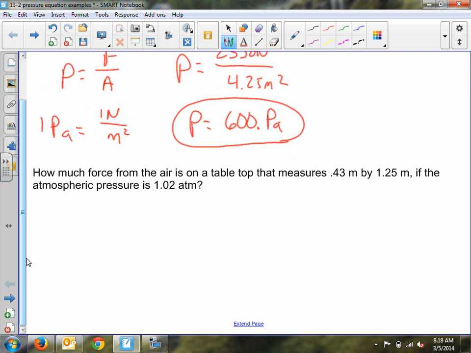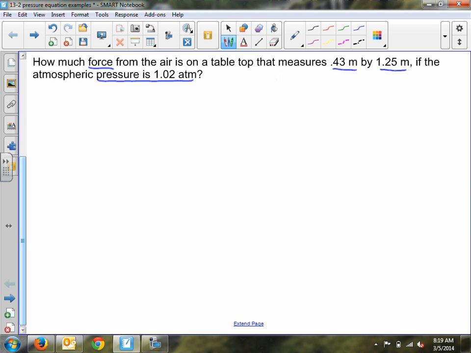In the second problem, the question asks how much force is given. We know what the pressure is, and we know the dimensions of the table so that we can get an area. So it's going to be the same equation. Pressure is force divided by area. However, in this case, we want to find force. So to rearrange the equation, if we multiply both sides by area, we get force equaling pressure times area.